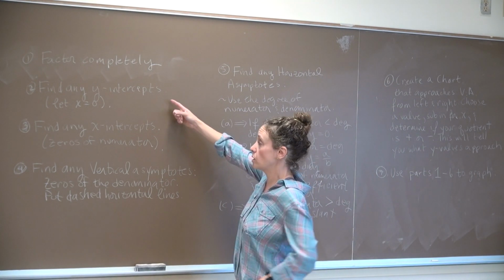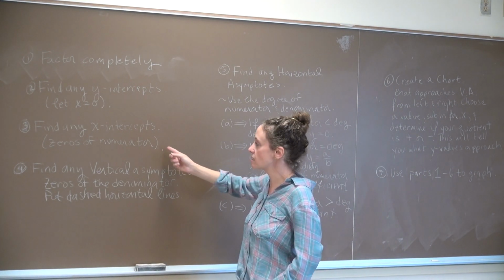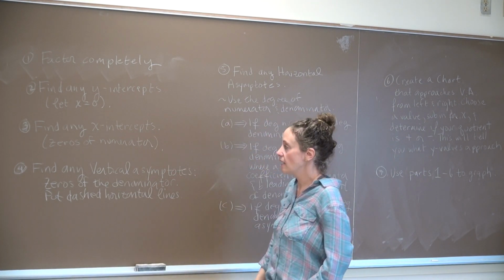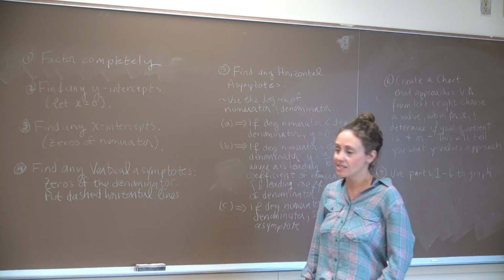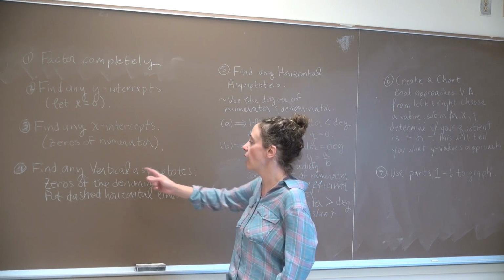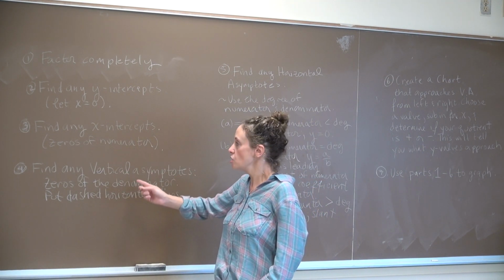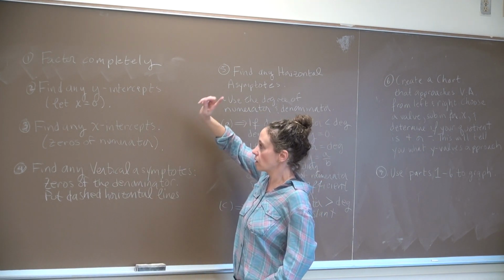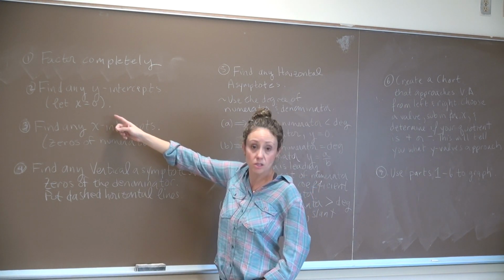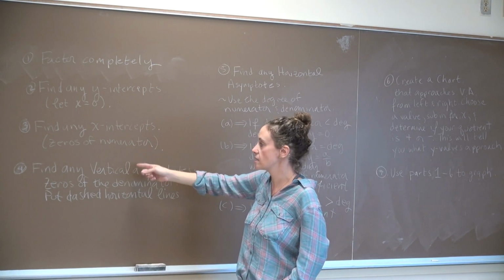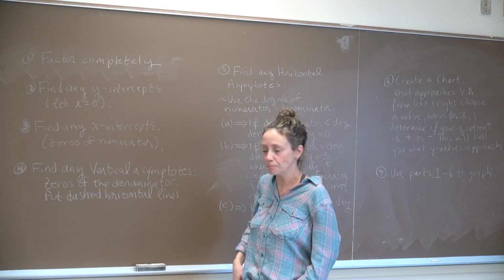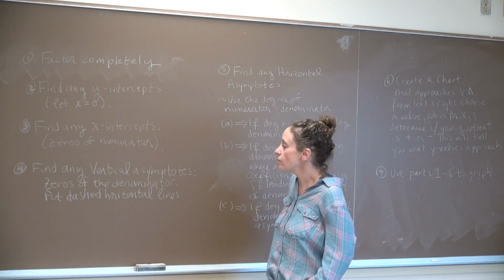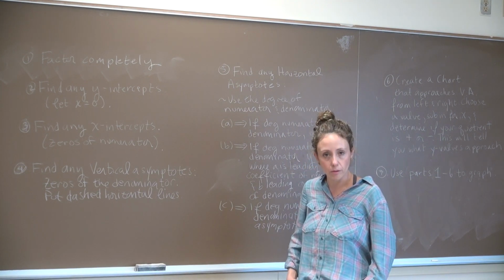So when we're done with the y-intercepts, then we're going to find the x-intercepts. And the definition of the x-intercepts is when our y value equals 0, but it turns out that it's the same thing as finding the zeros of the numerator. So we're going to factor, we're going to find the y-intercepts by substituting 0 in for x, and then we're going to find the x-intercepts, which means we're going to look for any zeros of the numerator.